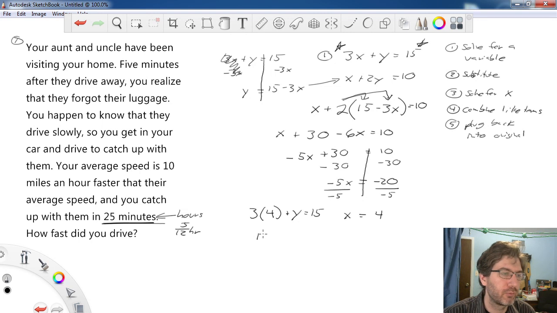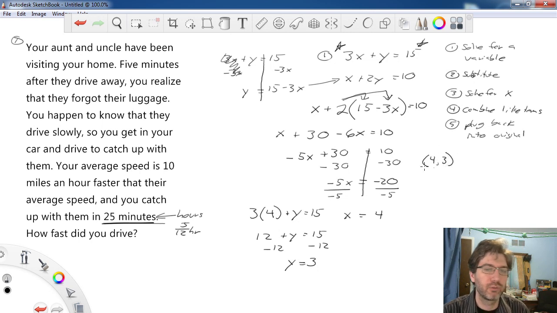3 times 4 gives me a 12 plus a y equals 15. Subtract 12 from this side to get y by itself. Got to do it to that side as well. 12s will cancel, leaves you with a y equals, and then 15 minus 12 gives you 3. So your x-coordinate is 4 and your y-coordinate is 3. So your answer is the point 4, 3. This is where they're going to intersect.